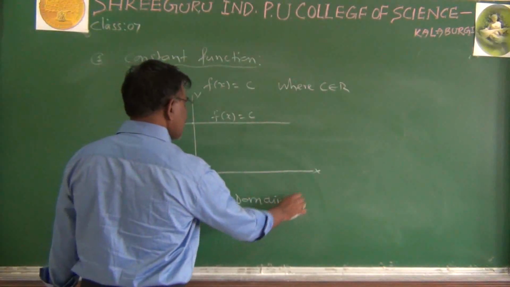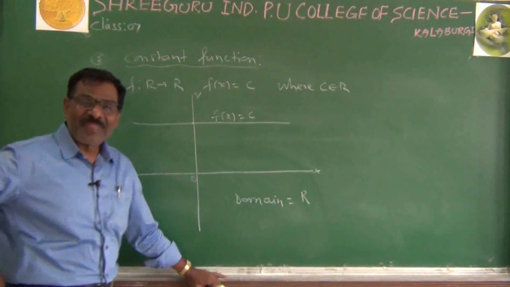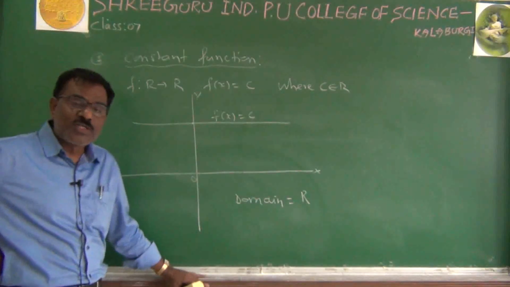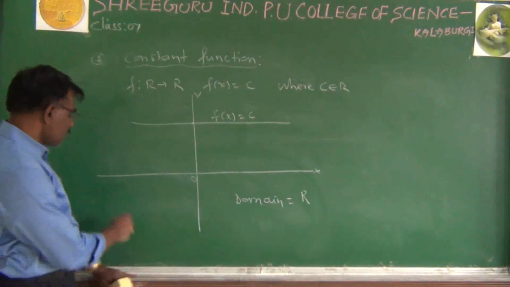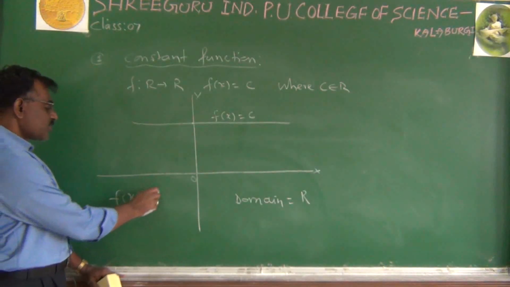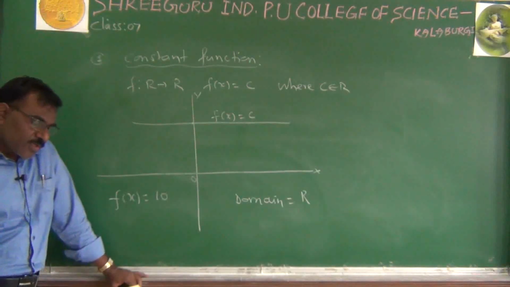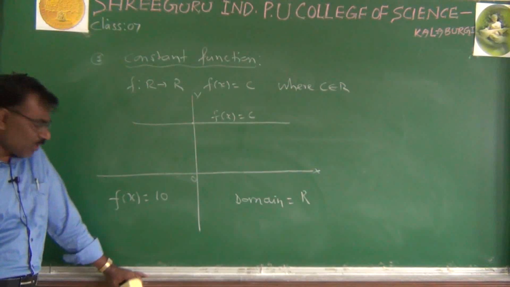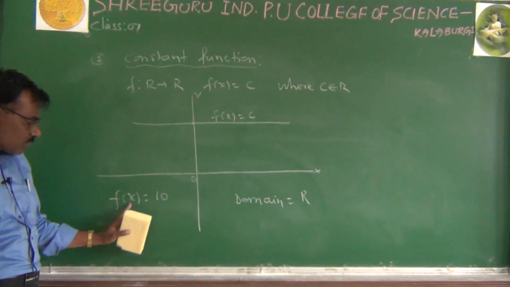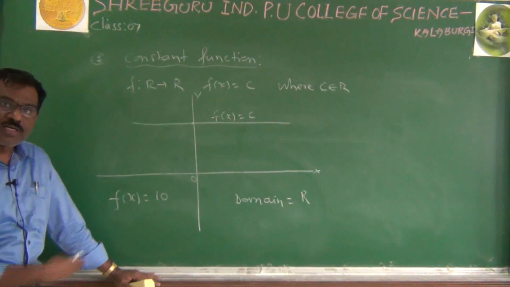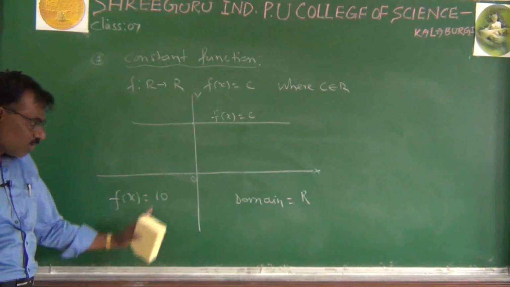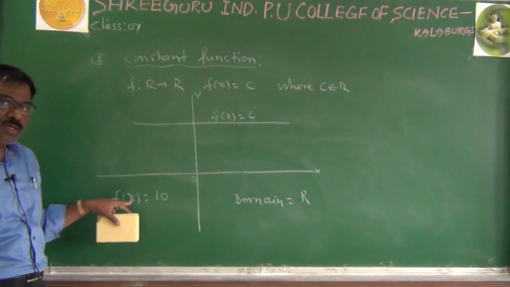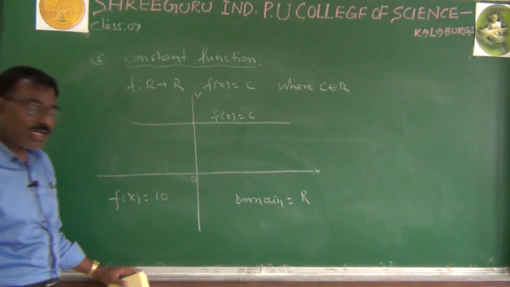The domain is equal to R only, because you are substituting x is 1, 2, 3, 4, 5, 6. A good example: f of x is 10. You substitute x as any value, but 10 only is the answer. Even for x is 100, f of 100 is 10 only. So c belongs to R, but the domain is R because you are substituting real numbers. So what is the range?